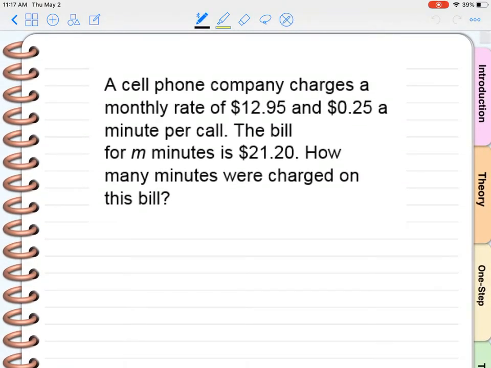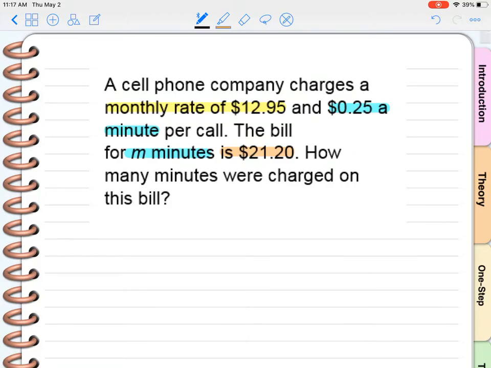So we're back to something that's a little more concrete, not as abstract and far out as some of the things we've seen. A cell phone company charges a monthly rate of $12.95. So there's one piece. And 25 cents a minute per call. The bill for M minutes is $21.20. So how many minutes were charged on this bill?